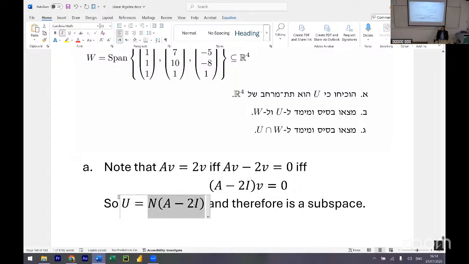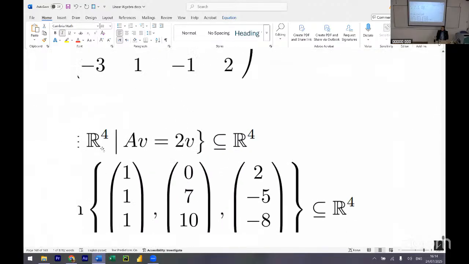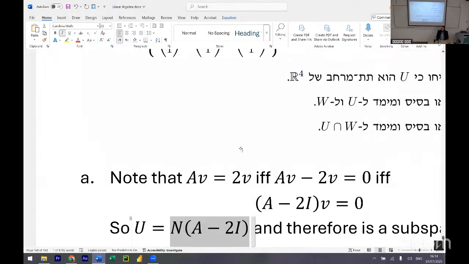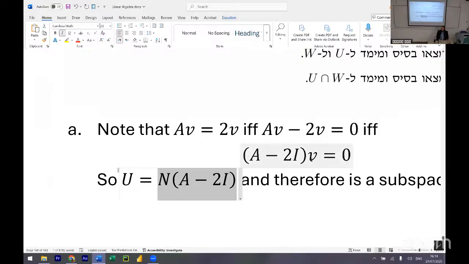Wait, let's go back. B is a coefficient in this case, or a vector? Vector. Okay, sure. It's not a scalar, right? It's A times V. V is from R4, AV equals 2V. Okay, so I did algebra manipulation to find out that it's actually the null space of this matrix. It's all the vectors that once multiplied by this matrix, you get 0.